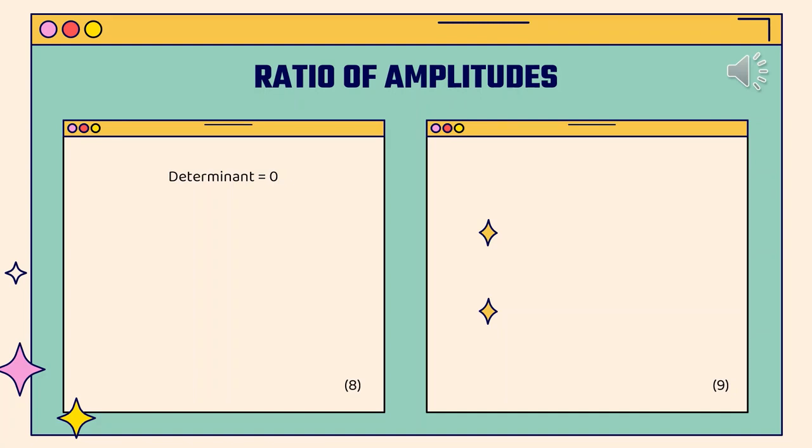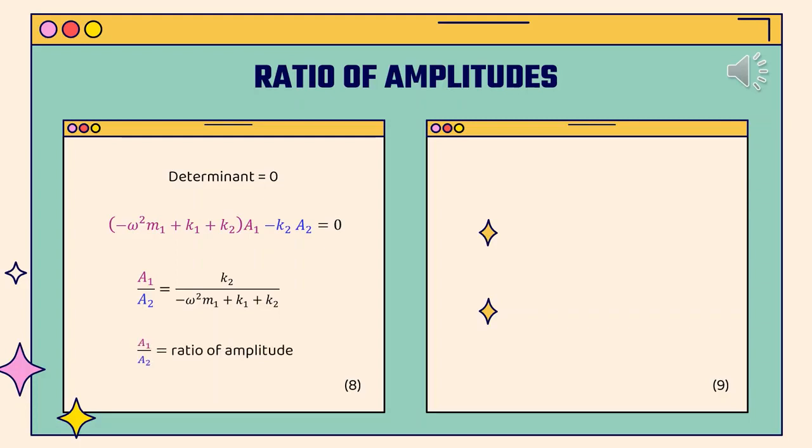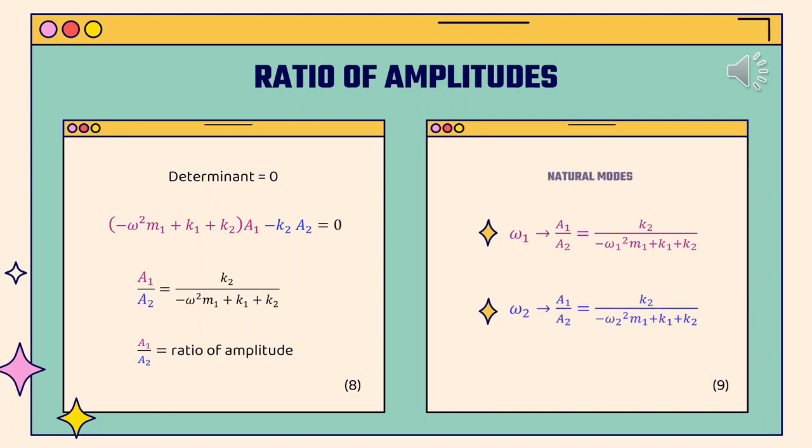Firstly, we consider the first row of this expression, which is negative omega squared m1 plus k1 plus k2, times A1, minus k2 A2 equals 0. From this expression, we can solve for A1 over A2. The amplitude ratio is equal to k2 divided by minus omega squared m1 plus k1 plus k2. These 2 amplitude ratios corresponding to each natural frequency are known as mode shapes, or sometimes referred to as natural modes.